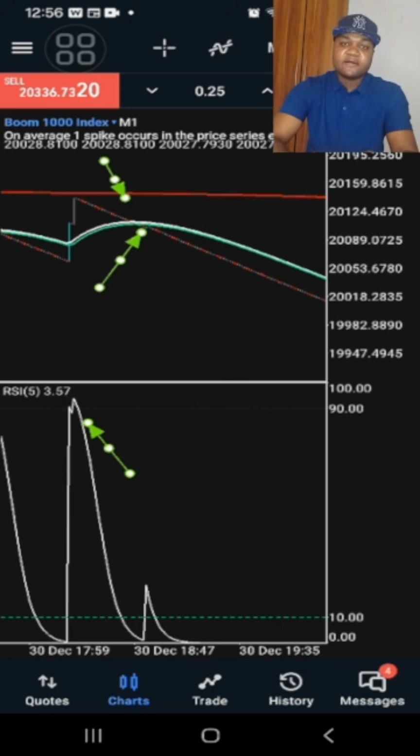Let's now look at the settings. What are the settings for this particular strategy?